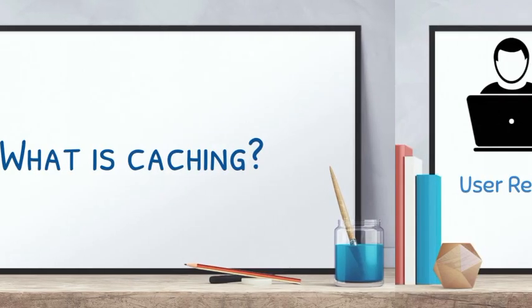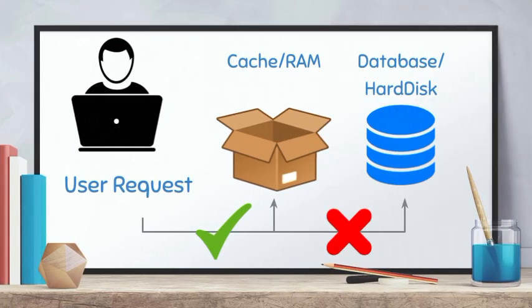Now, what is caching? Caching is the process of storing data in a cache, which is a temporary storage location that is closer to the user's device than the actual data source. When a user requests data from a server, the cache can check to see if it has a copy of the data. If it does, it can return the data to the user without having to retrieve it from the server. This can help to improve the performance of a web application or any other application.